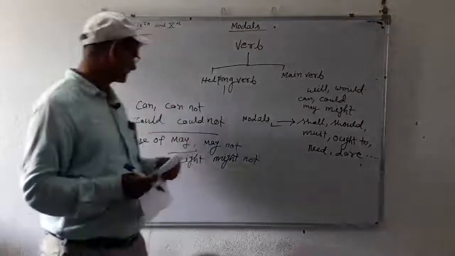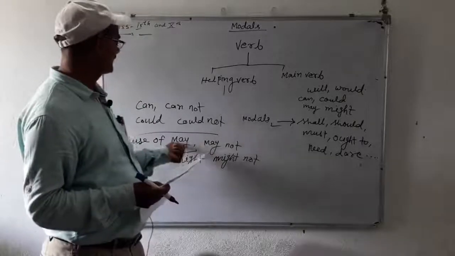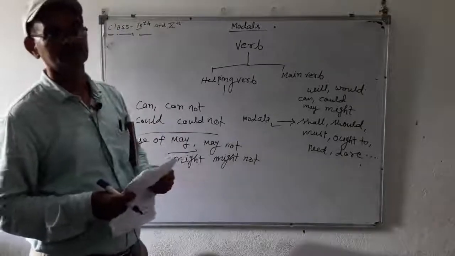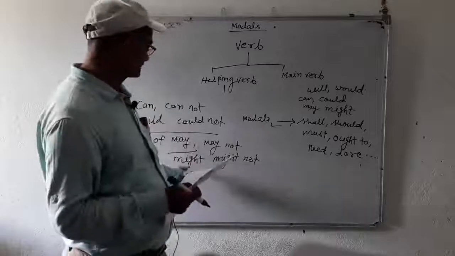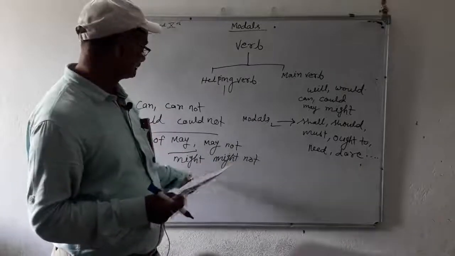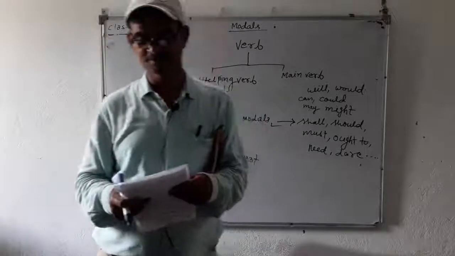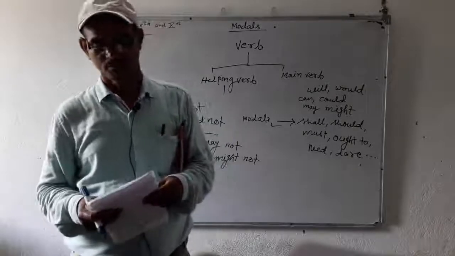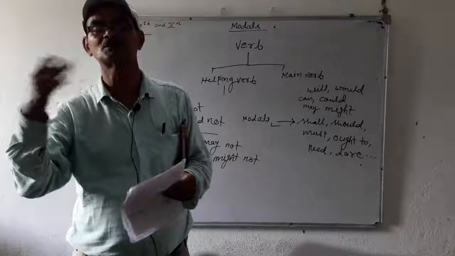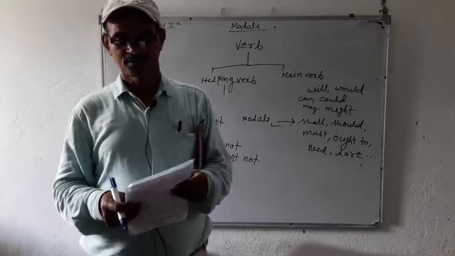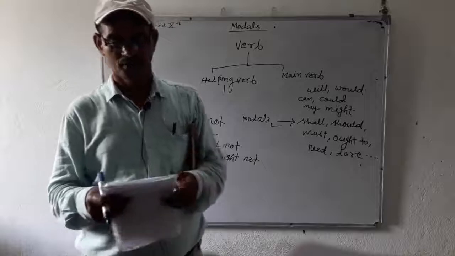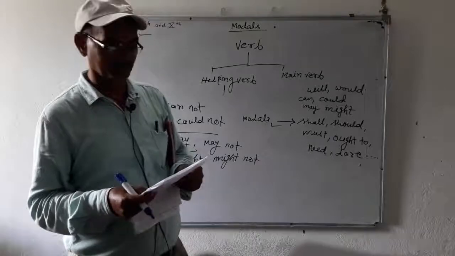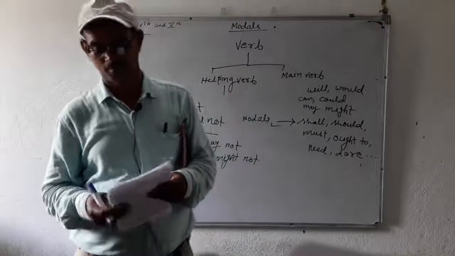Use of might. Might is used as the past of may also. If may is used in direct speech, we use might in its place to change it into indirect speech. He said that he might take my bicycle. It also expresses possibility. Example: he might come today. It also expresses permission. Might I use your pen?